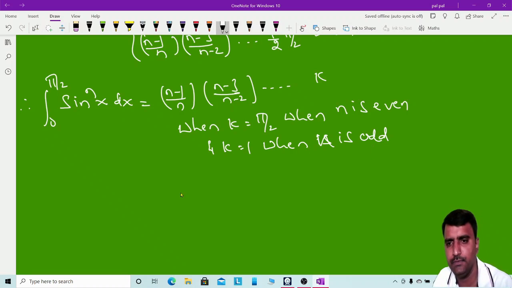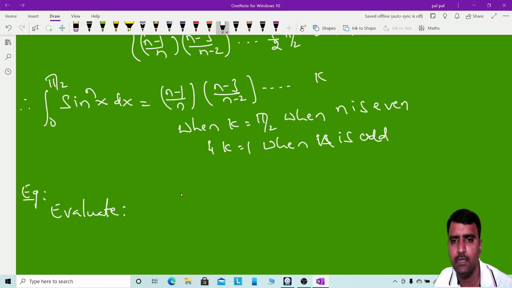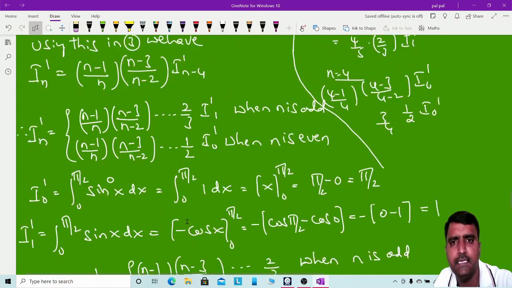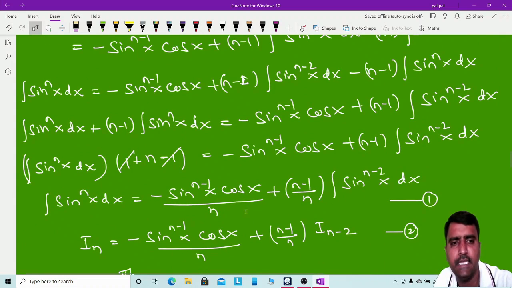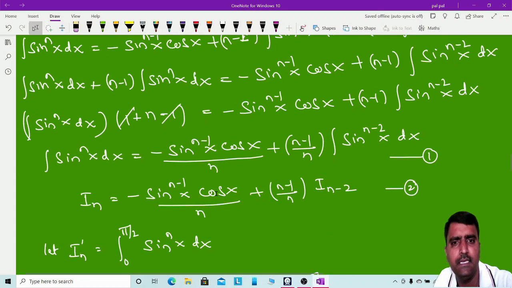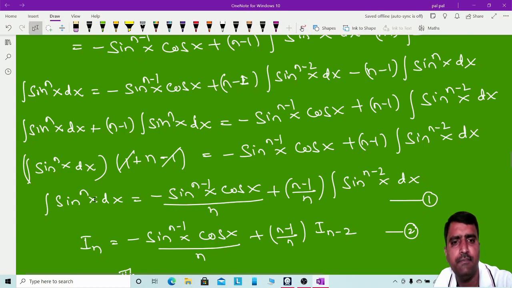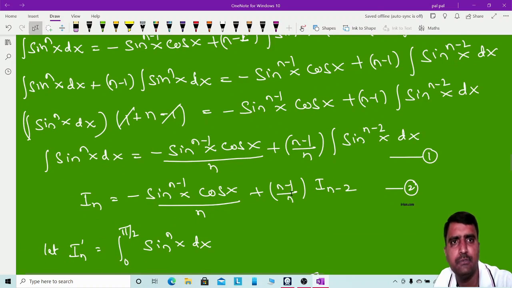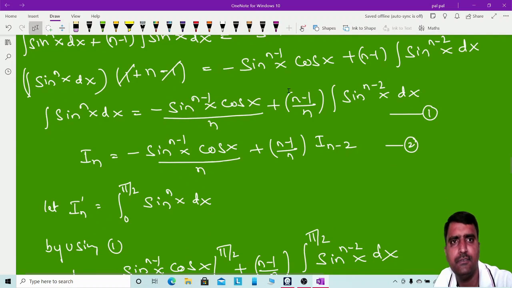For example, if you wanted to evaluate integration of sine to the power 5 x dx, to evaluate this integration without limits 0 to pi by 2, just sine to the power 5 x dx, to find that value, first find out the equation. In this formula you just put n is equal to 5, and we get the value for sine to the power 5. You can use this formula. Okay, let us use this. Put n is equal to 5 here.